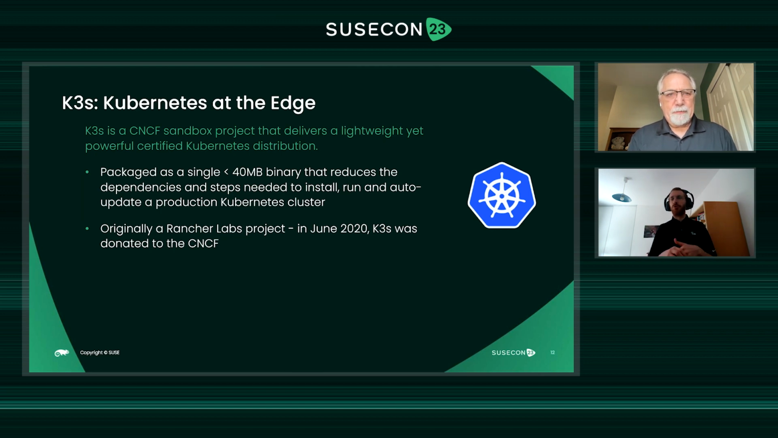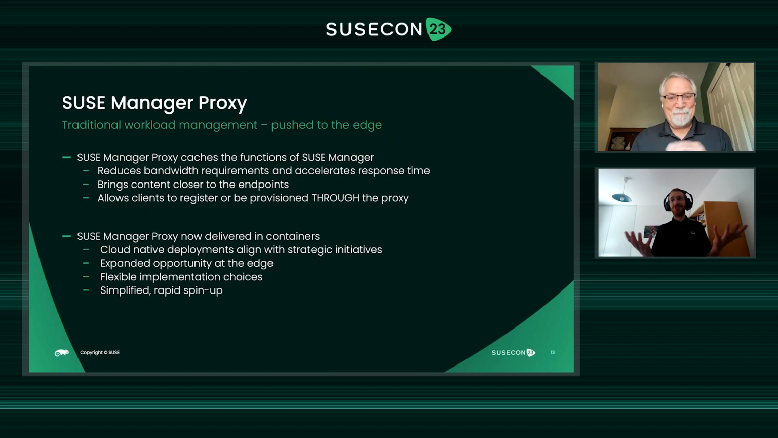K3s, so we already mentioned it, is Kubernetes stripped to the bones, very minimal. It's just a single binary that runs on the machine. It was a Rancher Labs project and has been donated to the CNCF. That's the Cloud Native Computing Foundation. Is that right? Yes, that's it. Thanks for reminding, because we used to use those acronyms.